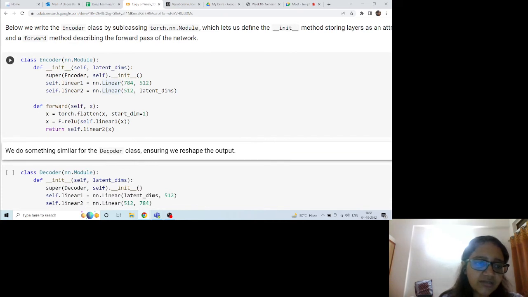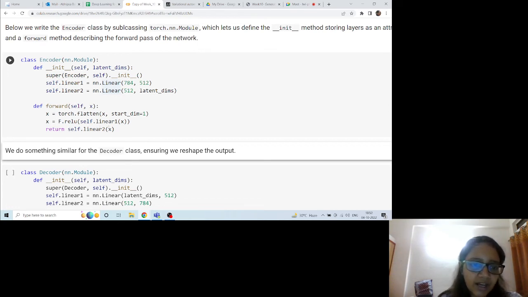The idea of the forward function is something like this: you first flatten your image. This x was some 2D or 3D image, you flatten it, then pass it through self.linear1, pass it through the ReLU as expected, and then pass it through linear2.